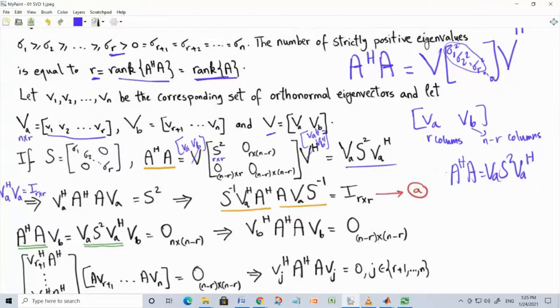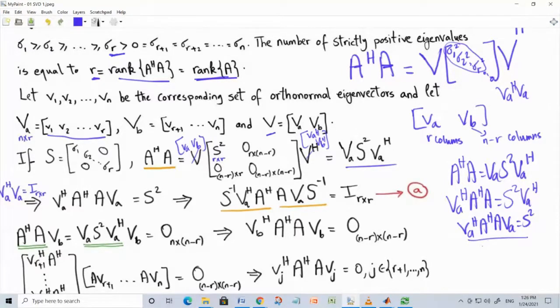Multiply by VA Hermitian from the left. So we have VA Hermitian A Hermitian A, and VA Hermitian VA is what? VA Hermitian VA will give you identity, because the columns of VA are orthonormal. So this will give S squared VA Hermitian, and then multiply from the right by VA. So this is VA Hermitian A Hermitian A VA, and this is S squared, since VA Hermitian times VA gives identity again. So this is what we have here.